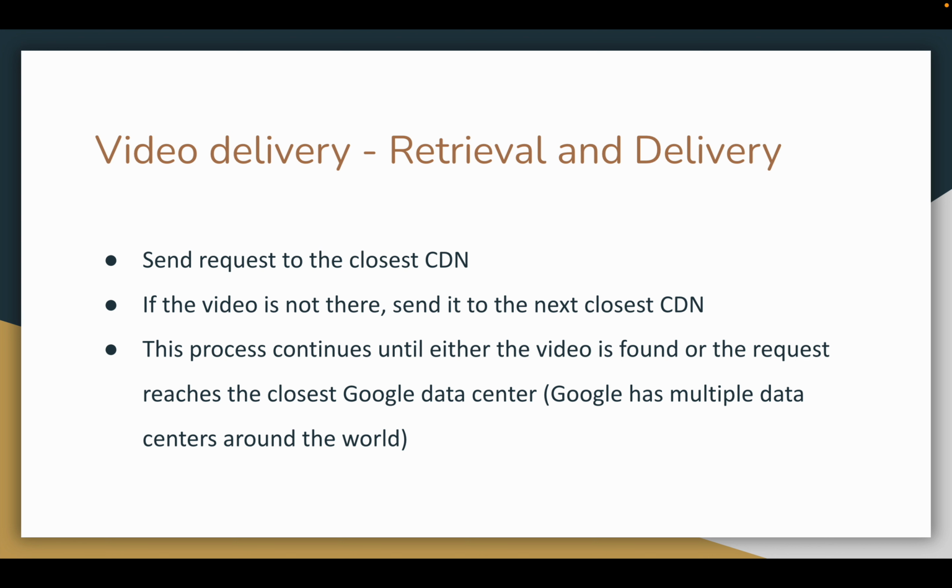If the video is not found at this CDN, the request will be sent to the next closest CDN. This process continues until either the video is found in one of the CDNs or the request reaches the closest Google data center, again determined from the user's location, where the video will be found. If the request reaches a data center, it is likely because no one in that user's location has watched the video, and once the user gets the video, it will be stored in the closest CDN to that user's location.